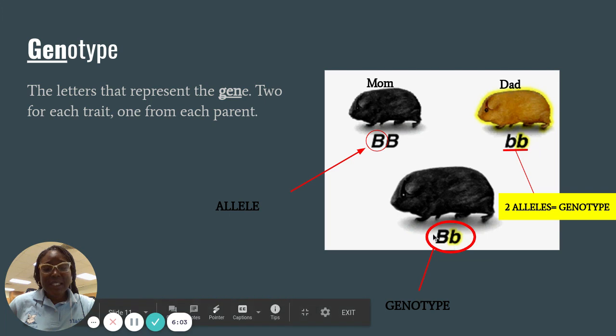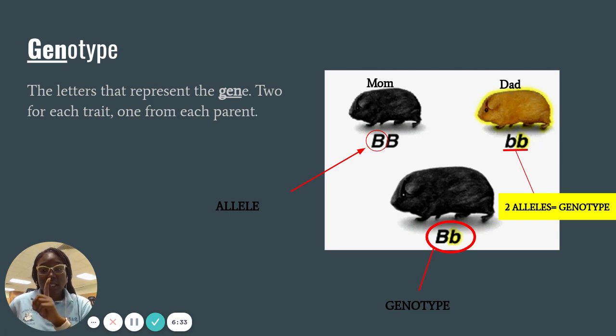So therefore, since the dominant always dominates when present, is always expressed when present, that's why the offspring is black. Since that dominant is there, that recessive trait, which is represented by the lowercase letter, is hidden by that dominant. The only way to see a recessive trait is if both of the alleles in that genotype are recessive. So that's why dad is tan.